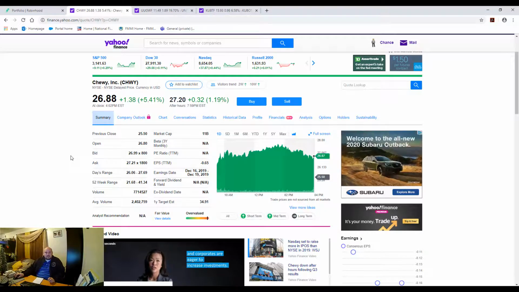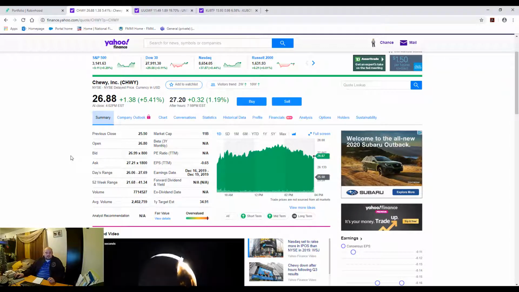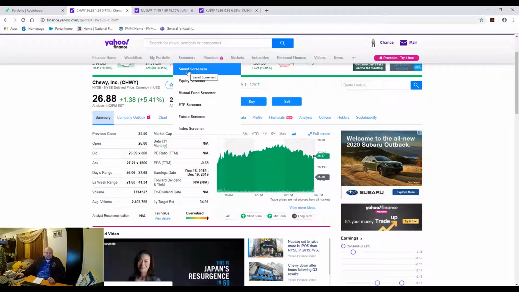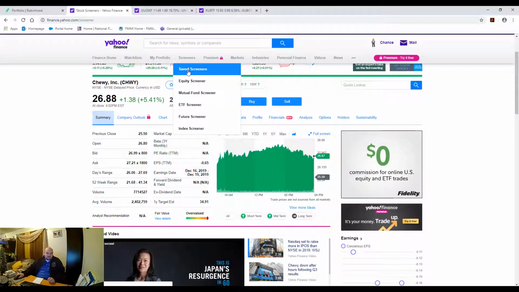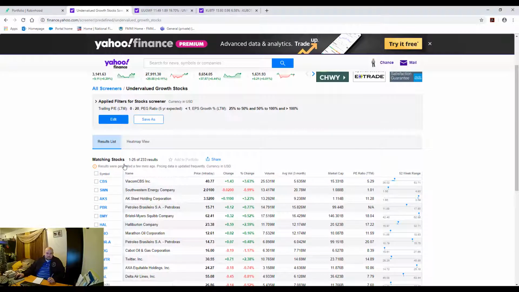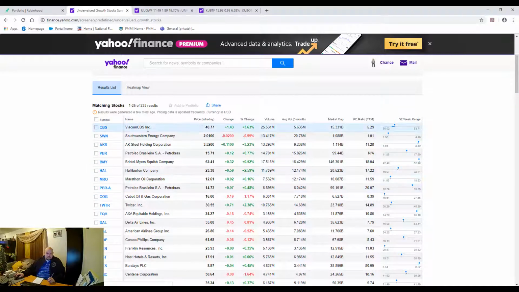Another screener was saved screeners, and you can have targets of growth technology, how much stocks gained for the day, undervalued large caps, undervalued growth stocks. So let's see. So here's Twitter.